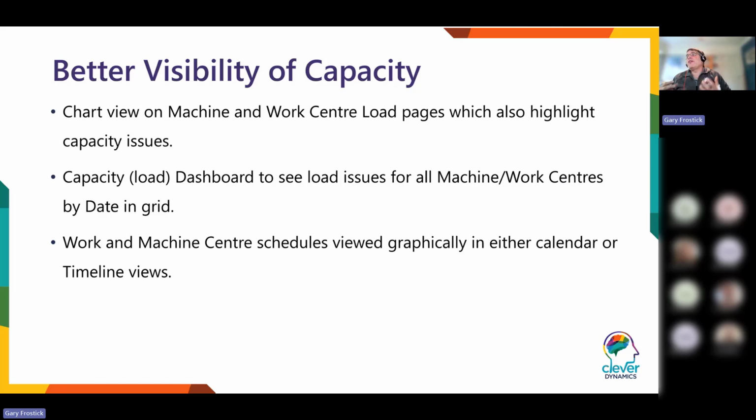A few things we've added to allow better visibility. So we have chart views on machine and work center load pages, which actually also highlight capacity issues. Again, it makes it a little bit easier to see things than the standard statistics views. We have a capacity load dashboard, so you can see in one screen any load issues or the current load across all your machine and work centers. And we have work and machine center schedules that can be viewed graphically in a calendar or timeline view. And again, I'll show that in a minute.